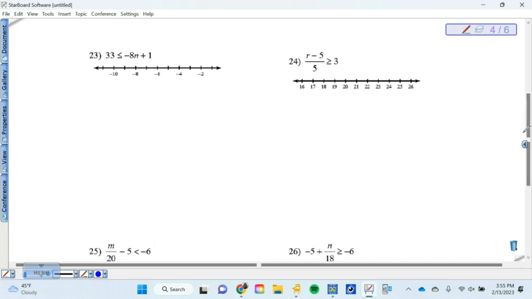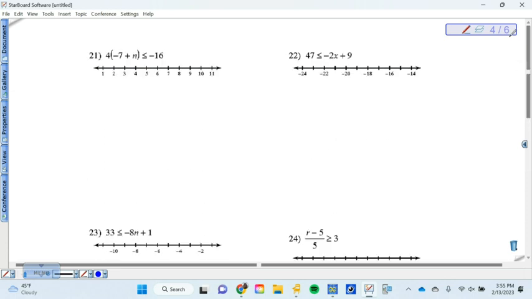I want to look at this page. So I'm going to do 21 and 23, and then 22, 24, 25, and 26 you're going to do. So 21, what do I need to do here? I like to rewrite it below because there's not any room to work above. So let's rewrite this. 4 times (-7 plus n) is less than or equal to -16. What do I do to solve for n? What do I need to do to get that n all by itself? What's my first step?